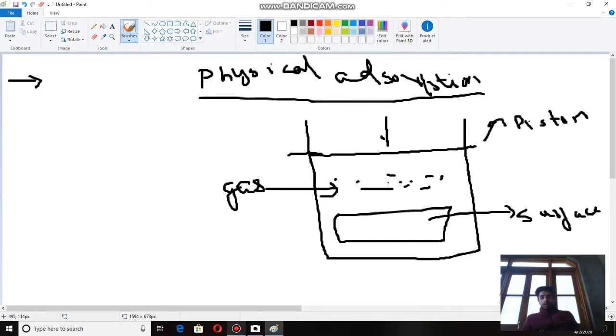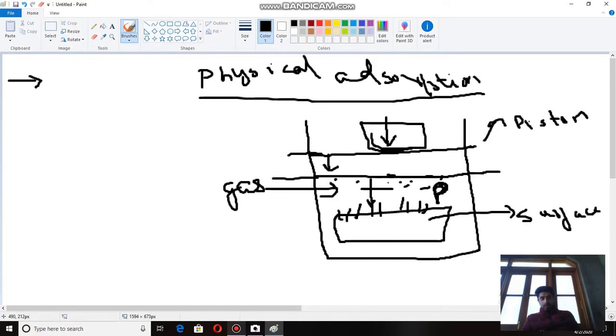Now assume we have put some weight over here, over this piston. Obviously this piston will move downwards. What will happen to this gas? Now piston is here, this gas will get compressed. The pressure inside will increase, and more particles will be adsorbed on this surface. That means we can vary the rate of physical adsorption with pressure.